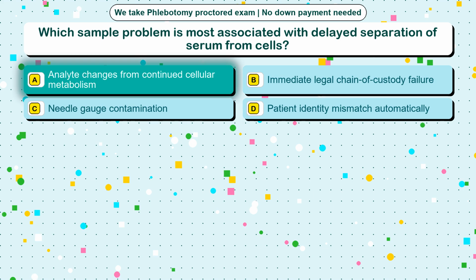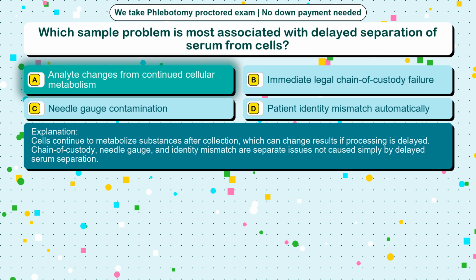The correct answer is option A, analyte changes from continued cellular metabolism. Cells continue to metabolize substances after collection, which can change results if processing is delayed. Chain of custody, needle gauge, and identity mismatch are separate issues not caused simply by delayed serum separation.